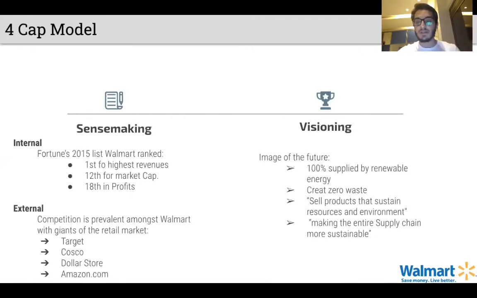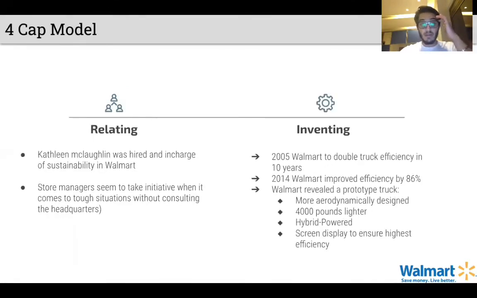They need to be 100% supplied by renewable energy. They create zero waste, as I mentioned before. They want to sell products that sustain resources and the environment. And we want to see a physical implication of that in the real world, which we don't see at the moment. And making the entire supply chain more sustainable and basically putting more force on their supply chain to follow their sustainability regulations. Now moving on to relating of the 4CAP model. Of course, Kathleen McLaughlin was hired and put in charge of sustainability at Walmart back in 2014, or 2013, excuse me.